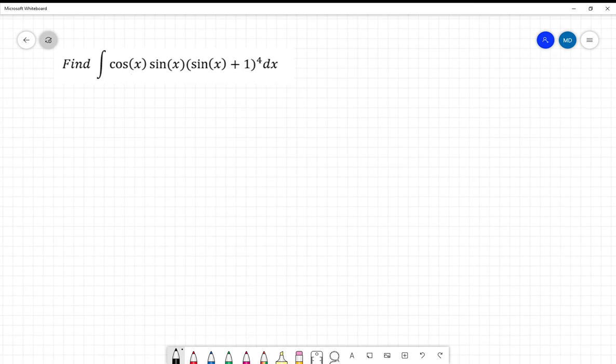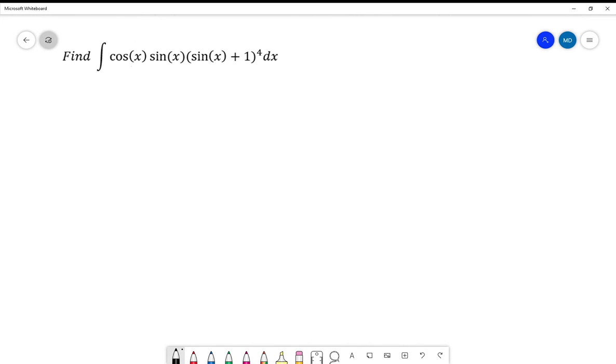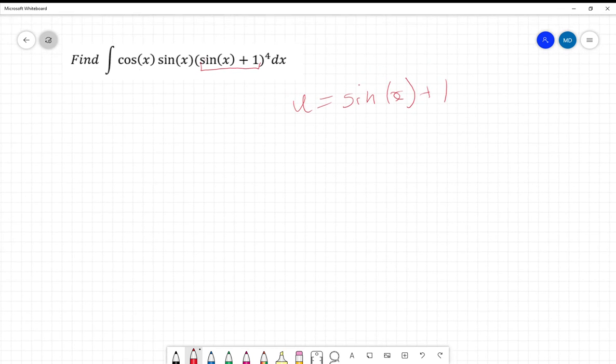And it's, like I say, almost exactly the same as the chain rule. What we're going to do is pick this bit here, and we're going to call that u. We're going to say that u is equal to sine of x plus 1. That should be fairly obvious why we're picking that. Just like when we're doing the chain rule, we pick the awkward function and call it u. And that's what we're going to do here.